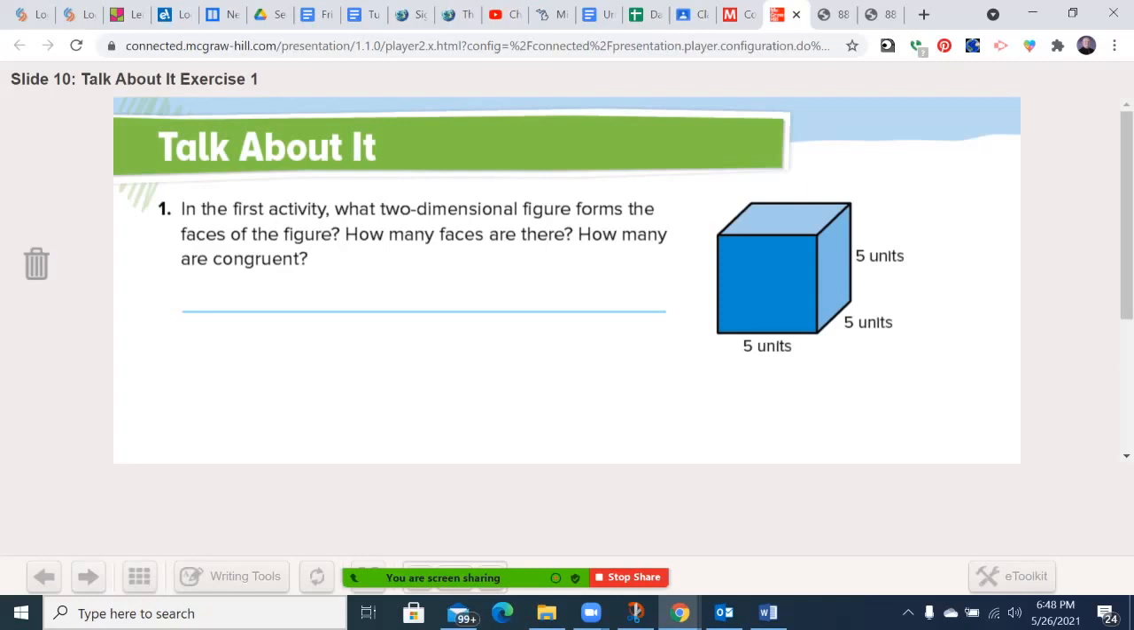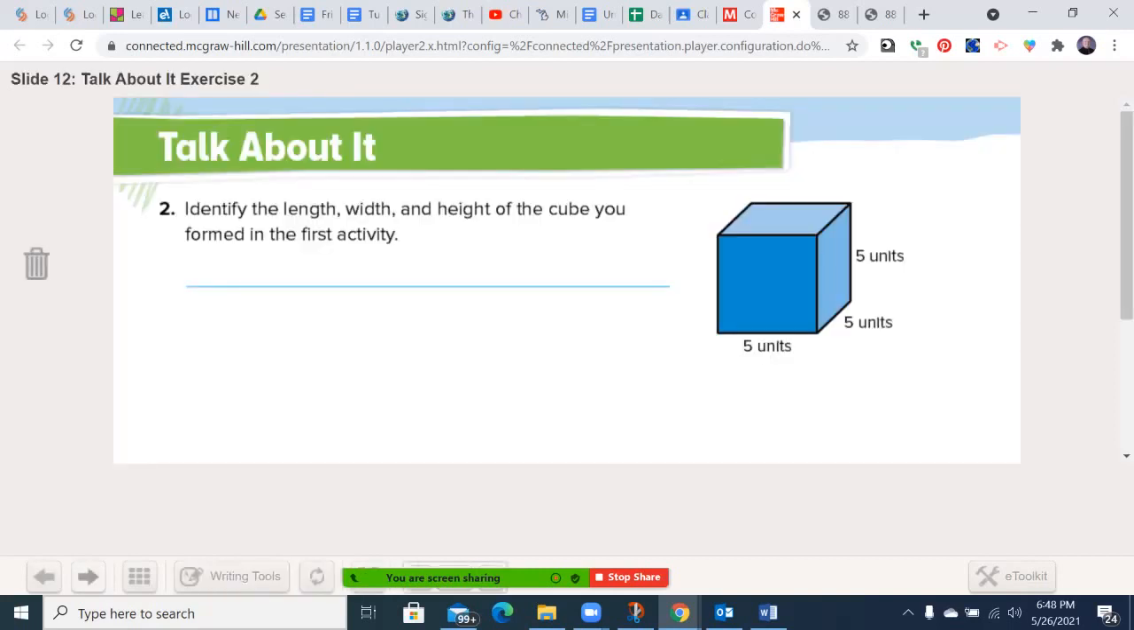Let's talk about it. In the first activity, what two-dimensional figure forms the face of the figure? How many faces? And we have 5 by 5 by 5. As we noticed, it was a square, each of them, and there were 6 faces, and all 6 are congruent. What is the length, height, and width of the cube you formed in the first activity? Well, look at either your cube or this image here, and it tells you there are 5 units. So the length is 5, the width is 5, and the height is 5. So the volume of this, by the way, is 5 cubed, which is 125 cubic units. Just a little freebie.